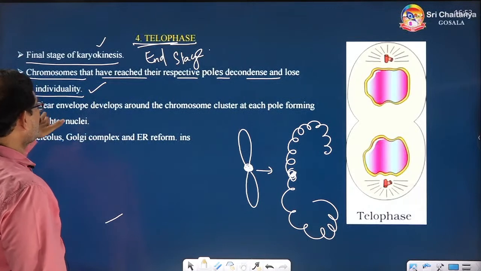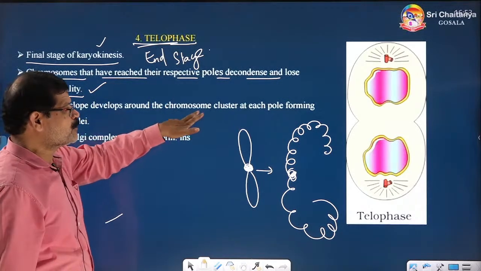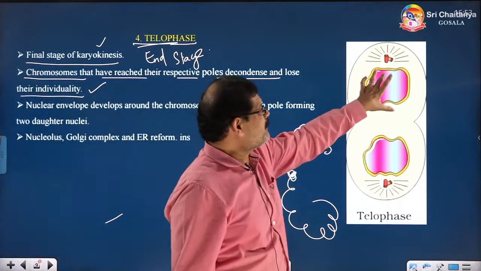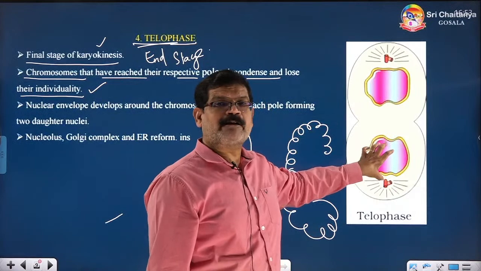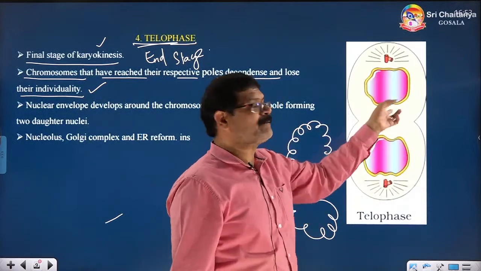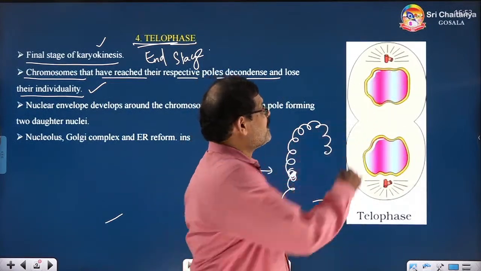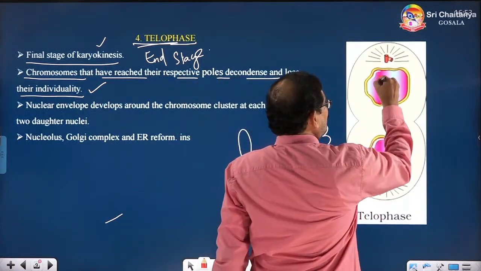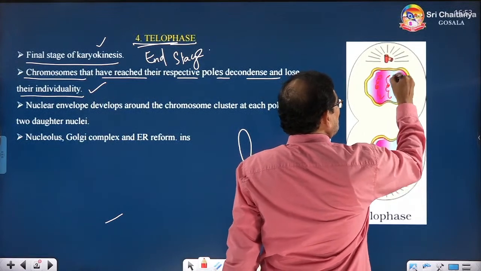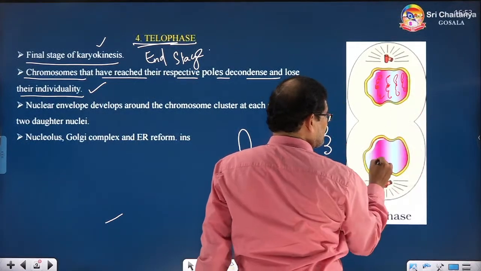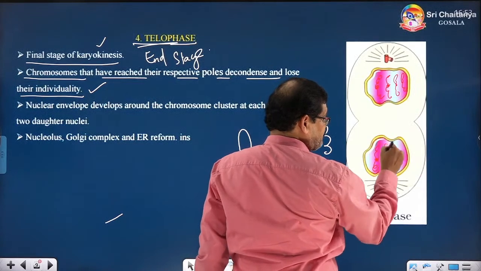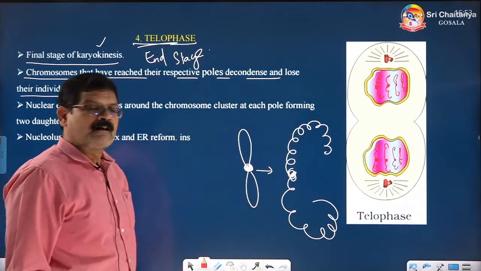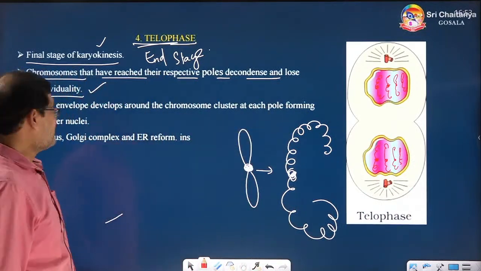The next one: the nuclear envelope develops around the chromosome cluster at each pole, forming two daughter nuclei. You find here one nucleus has developed, the nuclear membrane has formed, and inside it how many chromatins will be there? Can you check it? Four chromatins will be present inside this. Here also four chromatins will be present inside this.